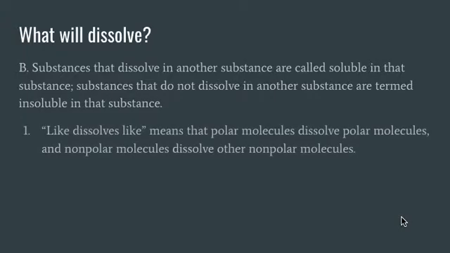When trying to predict which solvents can dissolve which solutes, chemists use the rule of like dissolves like. This means that polar solvents dissolve polar solutes and nonpolar solvents dissolve nonpolar solutes. Basically, if something is polar, it will dissolve something that is polar. If something is nonpolar, it will dissolve something that is nonpolar. So it will dissolve something that is just like itself. It has the same or similar properties based on its composition.